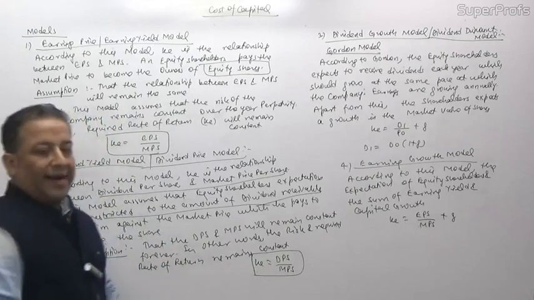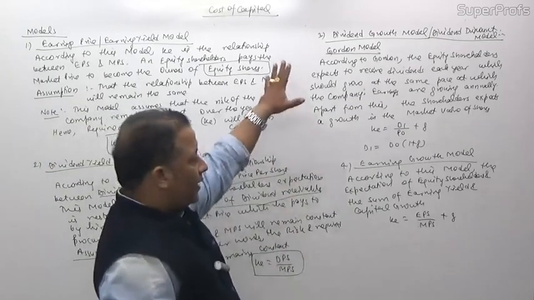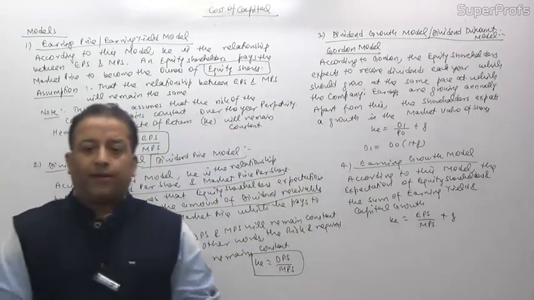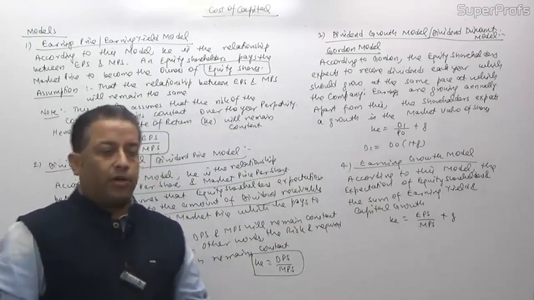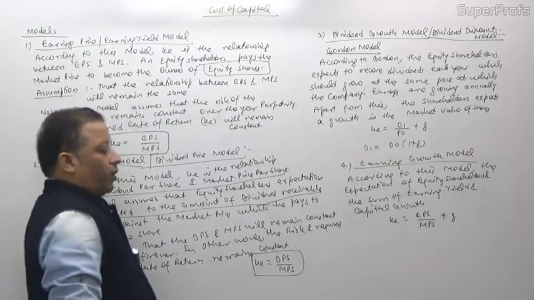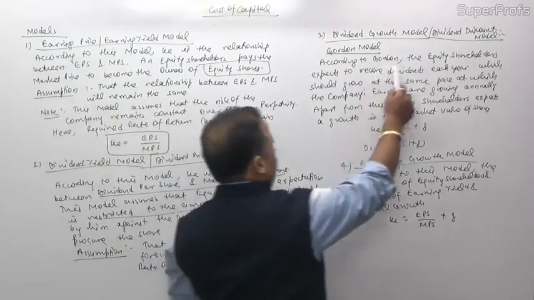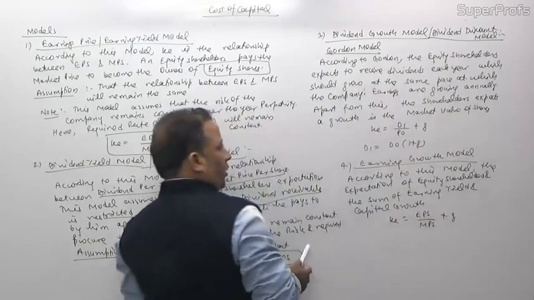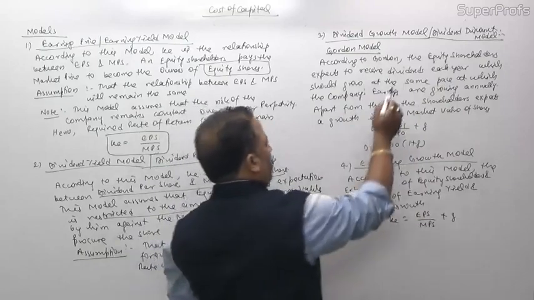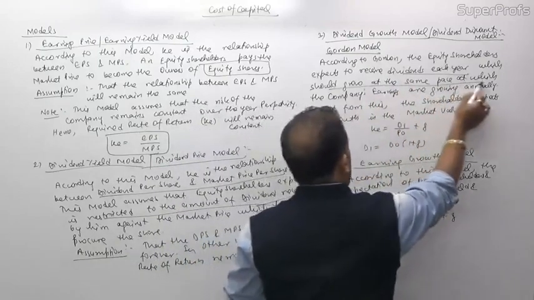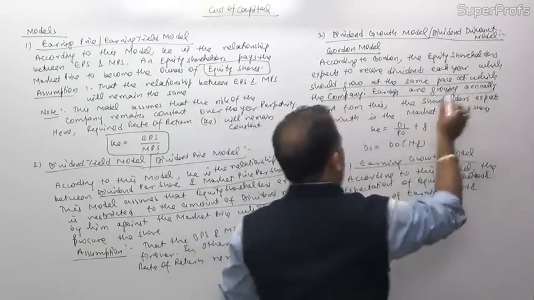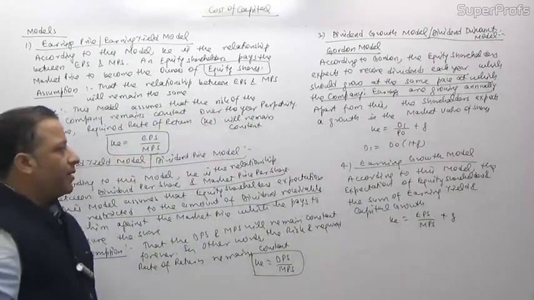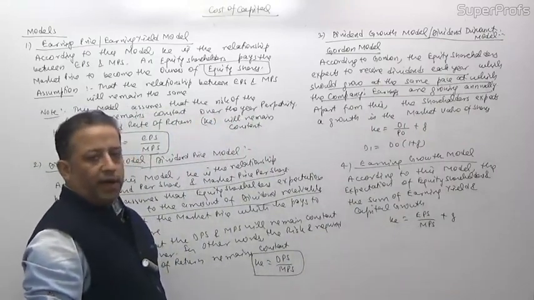The third model is the dividend growth model or dividend discount model, a very important model. As per this model, the Gordon model, the equity shareholder expects to receive dividend each year, which should grow at the same pace at which the company's earnings are growing annually.